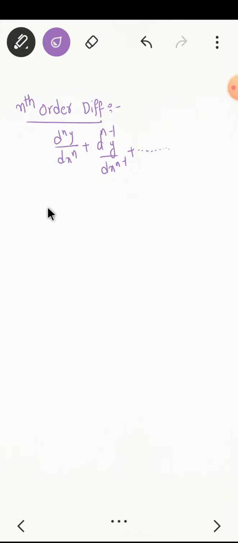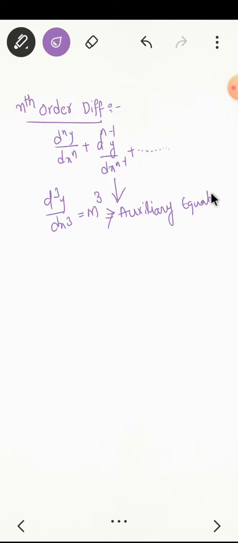Suppose if I have d cube y by dx cube, I should write this as m cube. That is what we call converting the differential equation into auxiliary equation. After converting into the auxiliary equation, suppose m cube plus m square plus m plus 1 equal to 0, likewise. Then find the roots of m. Just remember, while solving problems you will understand completely.